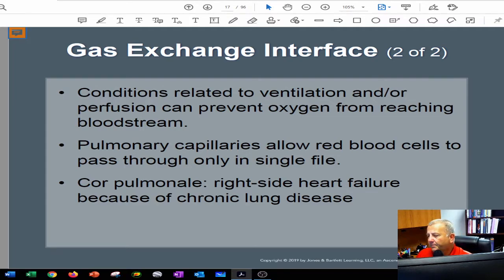So when we're talking about perfusion, right? Pulmonary capillaries are going to allow oxygen in from the red blood cell, and through diffusion, you're going to get rid of the waste the same way.